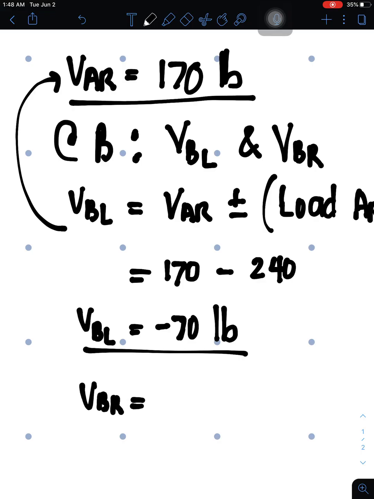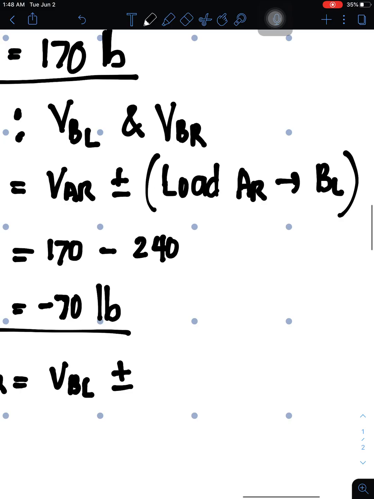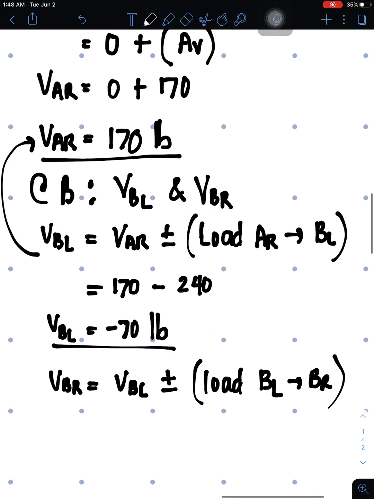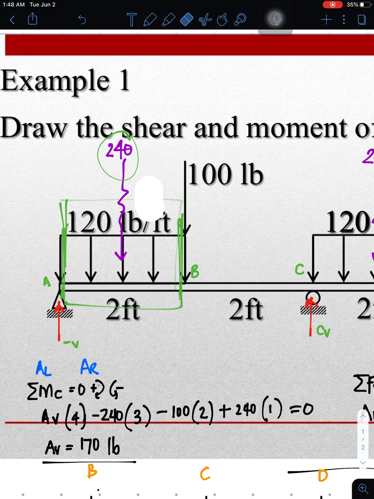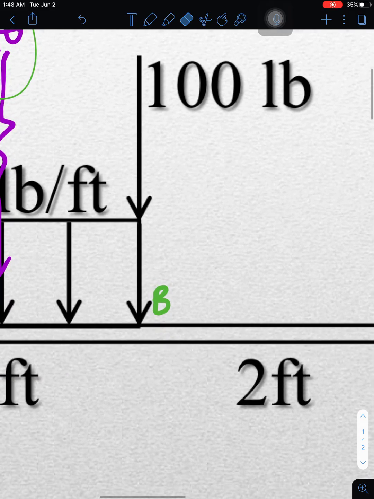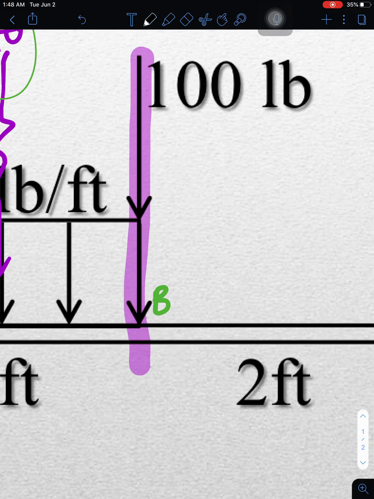All we have to do is copy the previous value, which is the VBL, then plus or minus the load from B left to B right. So we will emphasize the B left and B right. We will cut it here. Okay, this is our point B, and this is the load between B left and B right.